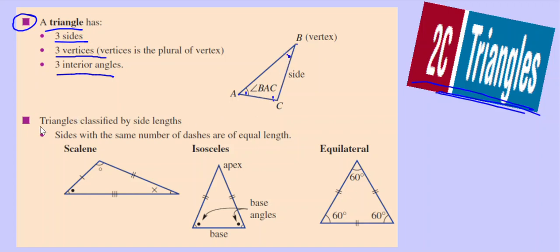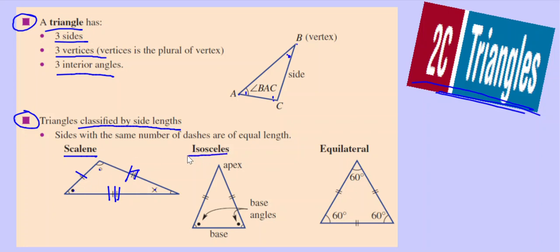Now I've got different triangles. They can be classified by their side lengths. We've got a scalene triangle, and scalene means that all the side lengths are different lengths, and all the angles are different sizes. So all the side lengths are different from each other. There's no side length the same, and all the angles are also different.